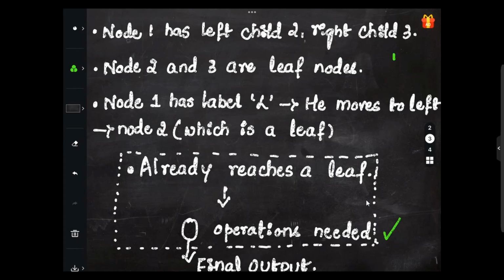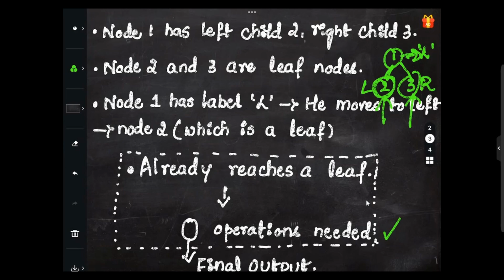Let me write the tree structure again just for the sake of understanding this easily. This one has the label L. Node 1 has the left child 2 and the right child 3, and it is labeled as L. Node 2 and node 3 are the leaf nodes. What do we call leaf nodes? Because they do not have any children.